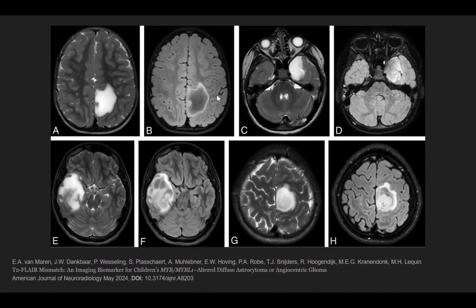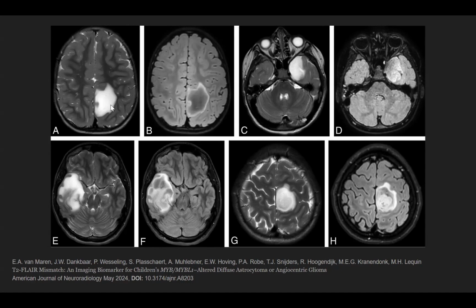Okay, let's go on. In sections A and B, you see a T2 weighted image. This is hyperintense here. This is a FLAIR image, and there is T2-FLAIR mismatch. Again, a hyperintense periphery, and the center is hypointense. In C and D, you can see something similar going on. This is also going on in the images below, E and F, and G and H. So I think the first set of images shows very clearly what T2-FLAIR mismatch actually is.